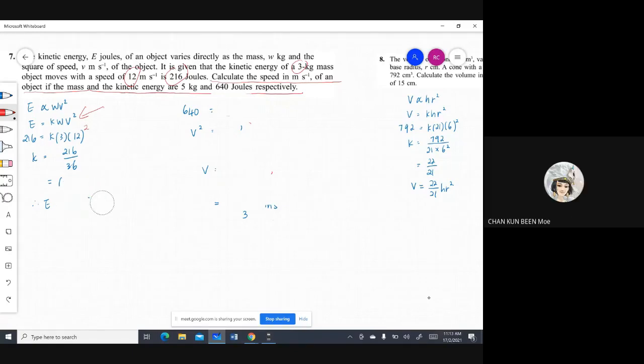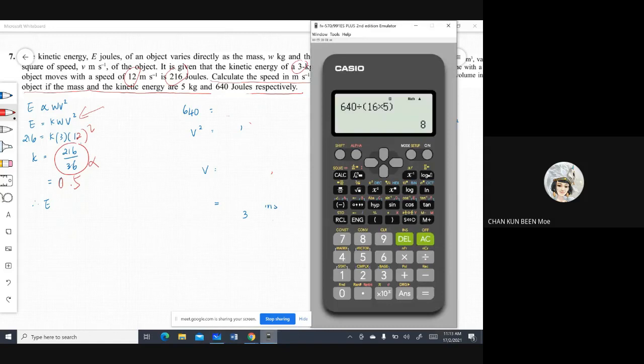Let me see. Yes. Okay, so what's the value of your K? 0.5. Let me check this part. So this is not correct. It will be 216 divided by 3 times 12 squared, 144 times 3. So it is 1 over 27, which is not correct. But 216 over 3 times 12 squared. Is my calculation wrong here? Oh, correct. You get it.